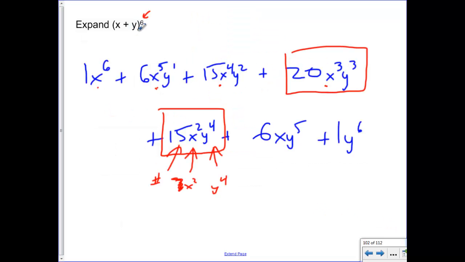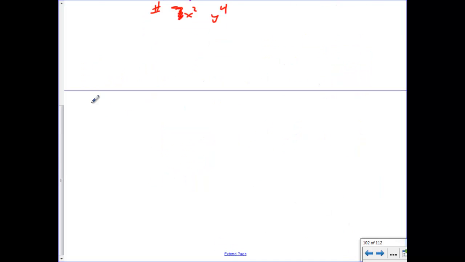Okay, let me change this one. Let's go one further. Let's say I asked you to do x plus y to the 7. Just make a blank one here. We could do it for every single term if we wanted to. Why don't we just pick one of the terms? So let's just do it for, say, the 3rd term.